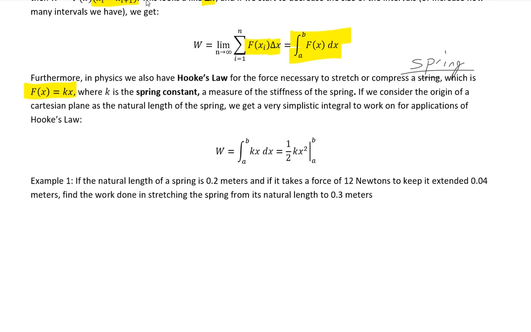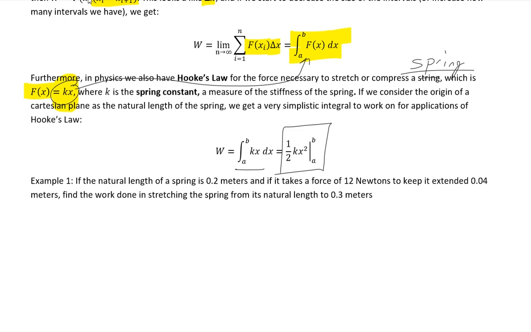Therefore, if that's all F is, then we take kx, we plug that in to f of x, and we get the integral of kx dx. k is just a constant, x is just x, so we can do the integral of x, and we can even evaluate this as just 1/2 kx squared from a to b. That's all we would need to find the work to compress a spring.